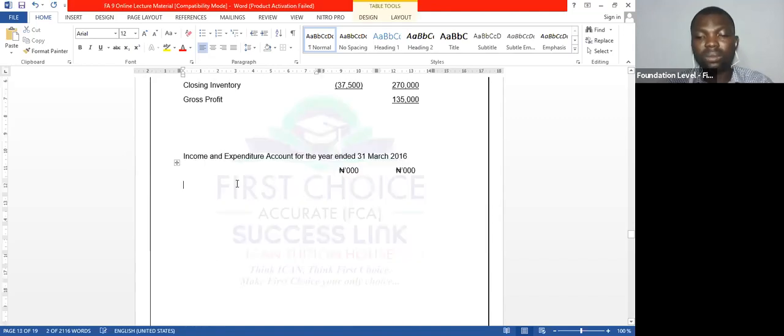So let's put income here. Assuming you are using T format, income will be on the left-hand side. Expenditure will be on the right-hand side. But for vertical format, just use vertical and go with that, okay? So we start with your income. Now if you go back to your question, what are your income? Let's see. Okay, we have receipts. Receipts are your income. So we are going to take it one after the other and post them there. Okay, so let's go.